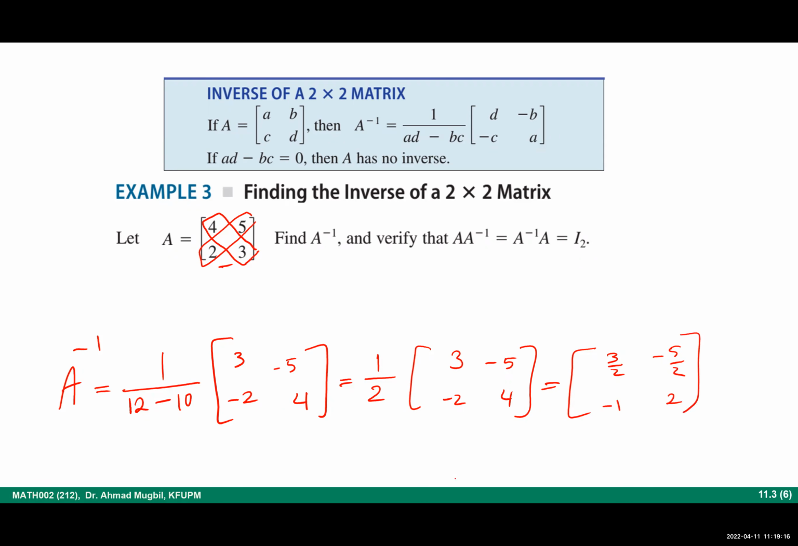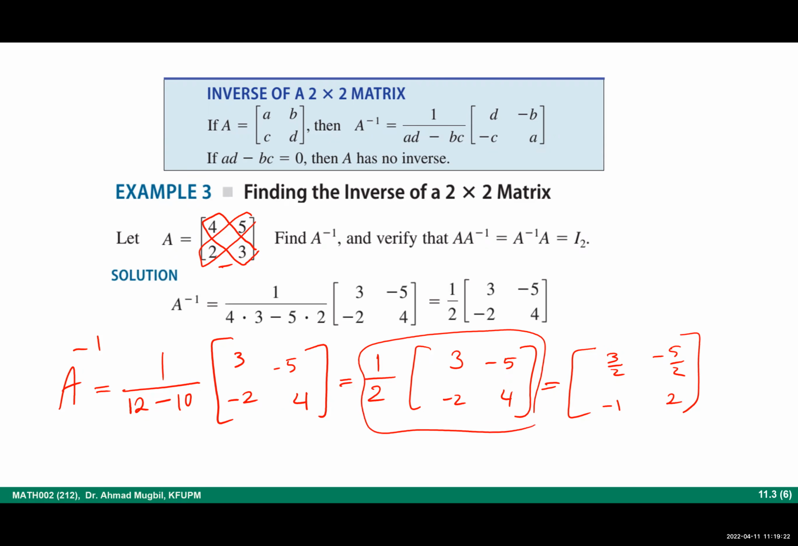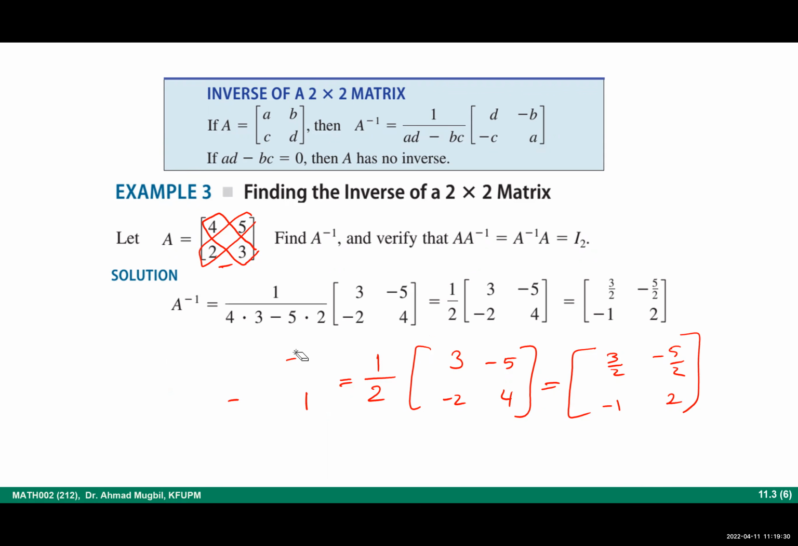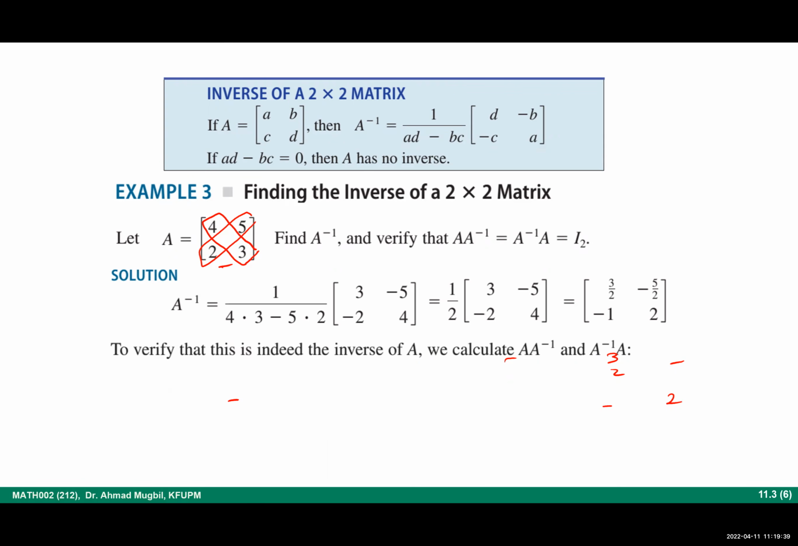You can write it this way, and you can keep it. You have the option to keep it this way. It is the same. Now, I think it is easy to verify. Just he asked about it here. And it is, of course, better to make sure that you didn't make any mistake when you calculate the inverse.